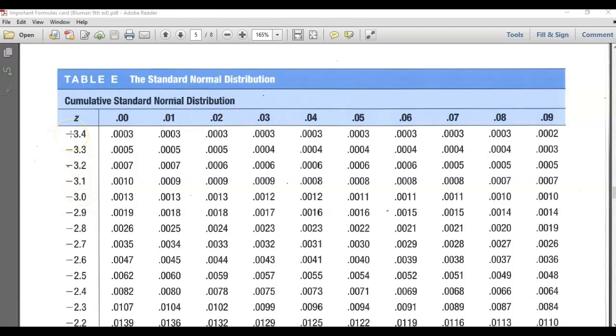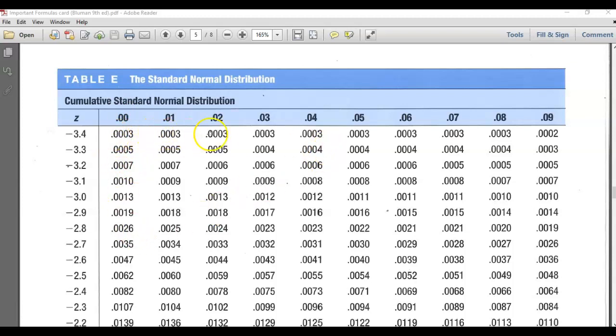except the table doesn't really go back that far. The smallest, most negative Z on the table is negative 3.4 or something. So it doesn't go back any further than that. A Z of negative 4 point something is literally off the charts. So we're not going to be able to tell from the table exactly what the p-value is, but that's okay. We don't really have to know exactly what it is. What the table does tell us is that that p-value is really small.